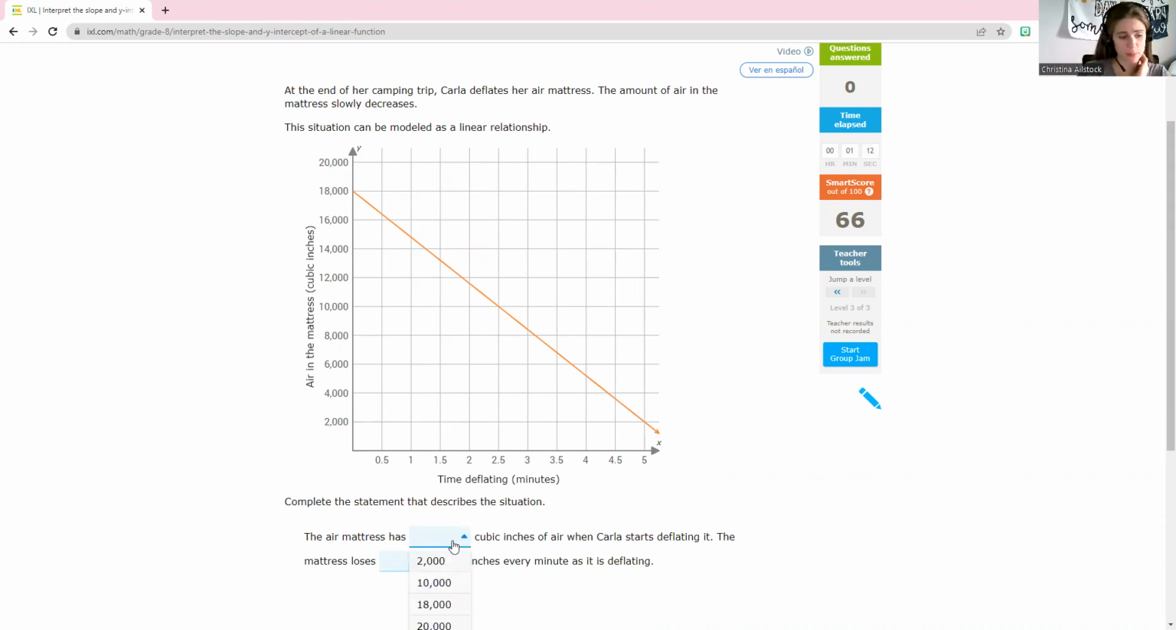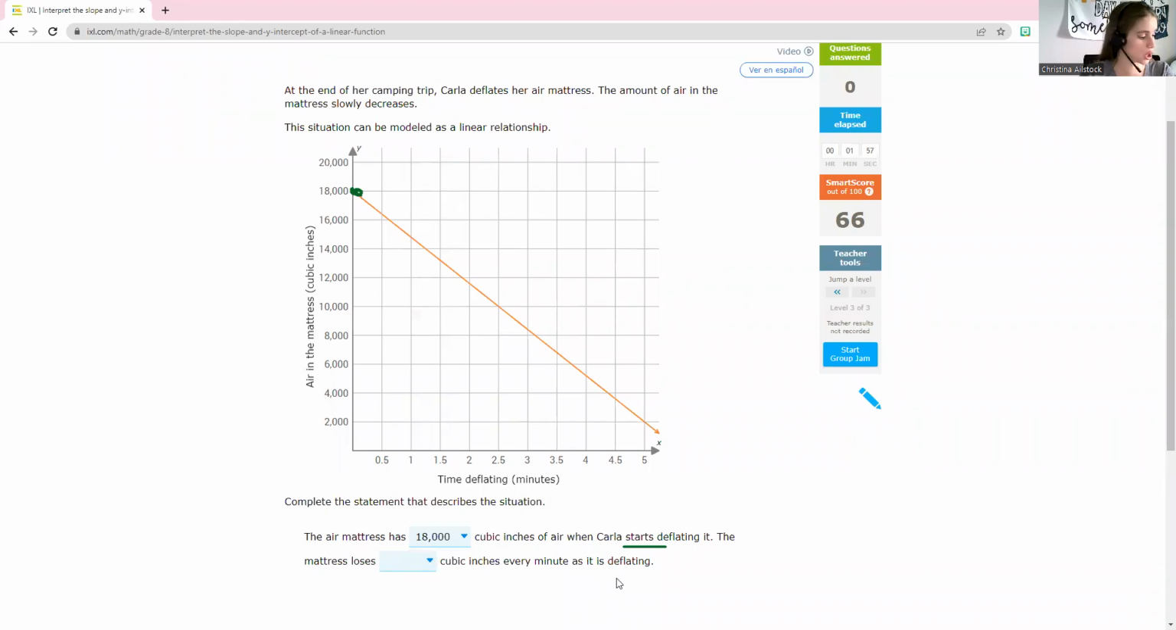This time, both of the numbers in my drop down are just a single number. So how do I know which one's the y-intercept and which one's the slope? Well, one thing that cues me in is if we read this first sentence, it says it has this much air when she starts deflating it. So that means that's going to be the initial value. That's the initial amount of air that the air mattress has. And anything dealing with the initial, with the beginning amount, is going to be our B. It's going to be our y-intercept, which in this case would be 18,000.